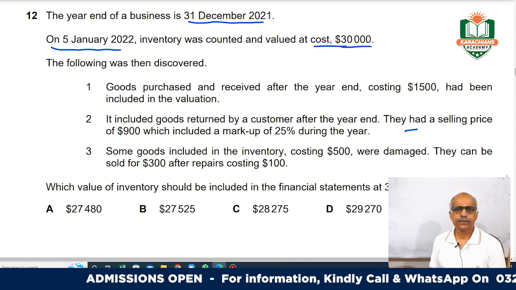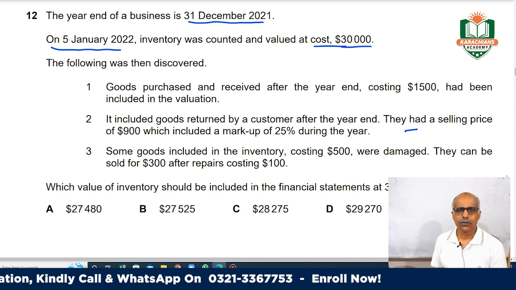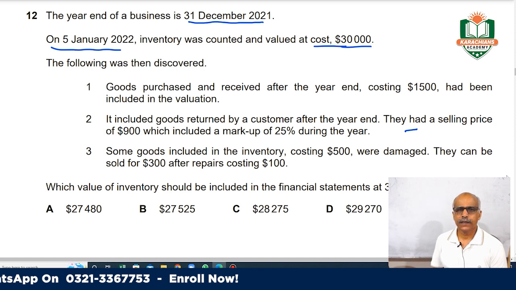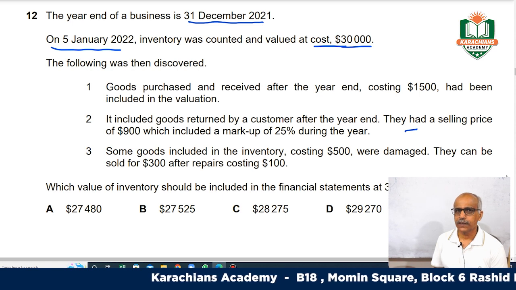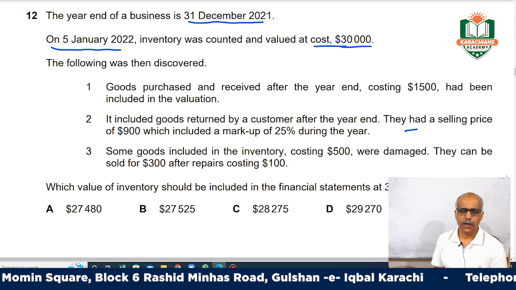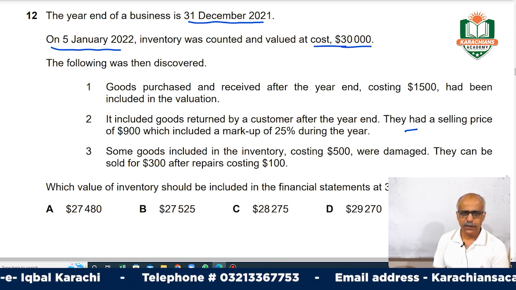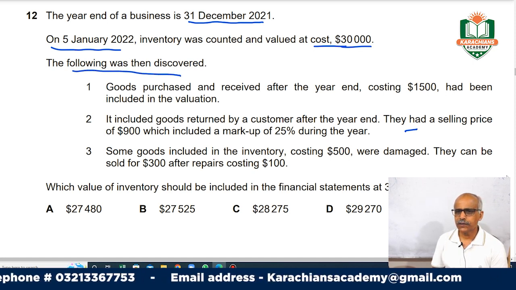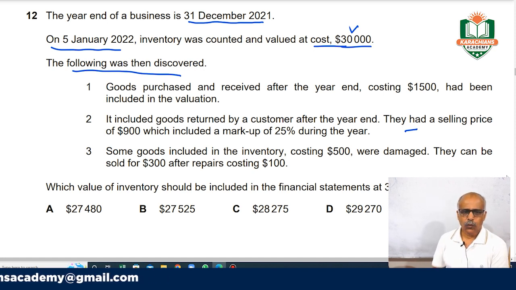Number one thing is wrong, because for every business, inventory on the last day of its closing should be counted and valued. Valuation can be done 1 or 2 days later, but it should be counted on the 31st, the closing date, which is the cutoff date. So they have made a mistake, which resulted in different errors. Subsequently they discovered these errors, and they have taken this 30,000 as closing inventory for 31st December. So what errors were discovered?